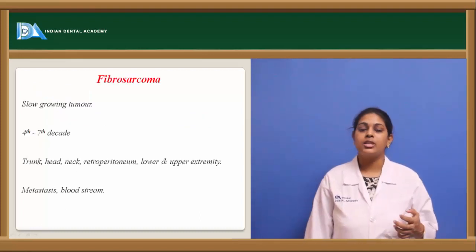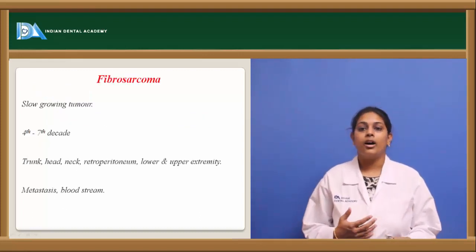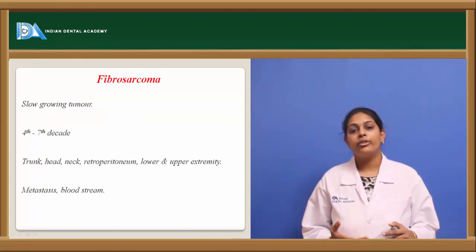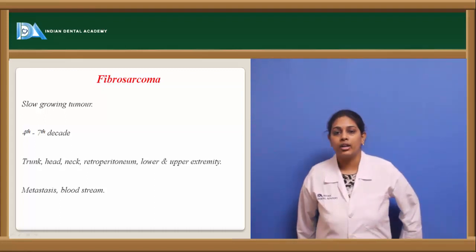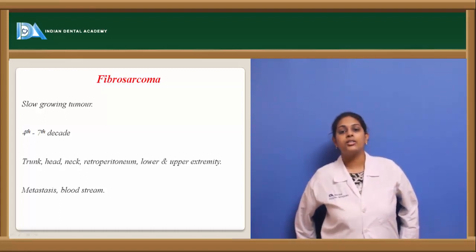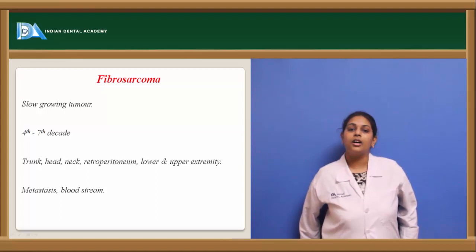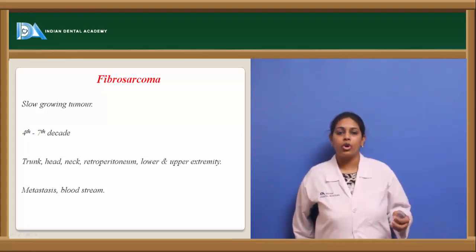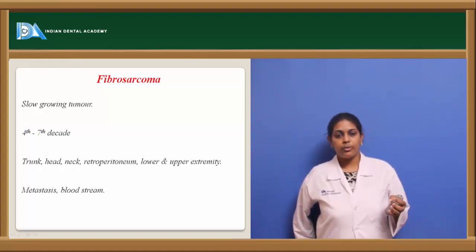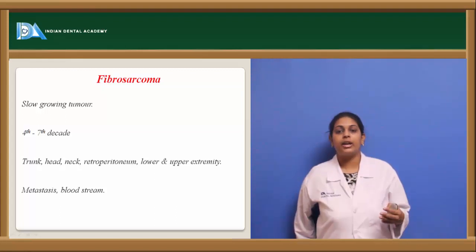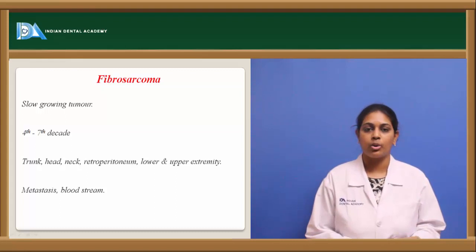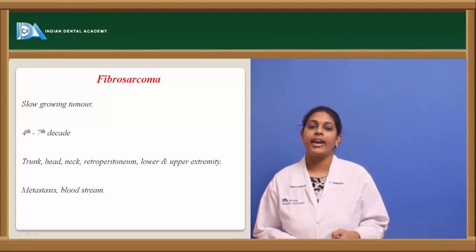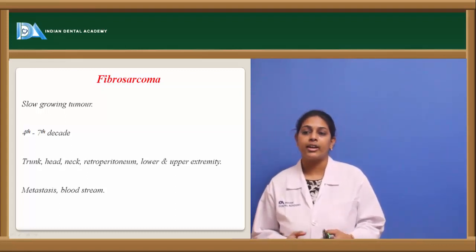Coming to the next, fibrosarcoma. It is a tumor which is of slow growing type, and it usually involves the connective tissue. In the case of fibroma, that is a superficial tumor that only involves the epithelium. When it invades into the underlying mesenchymal tissue, it is known as a fibrosarcoma, and most commonly it is seen in the age group of 4th to 7th decades of life.